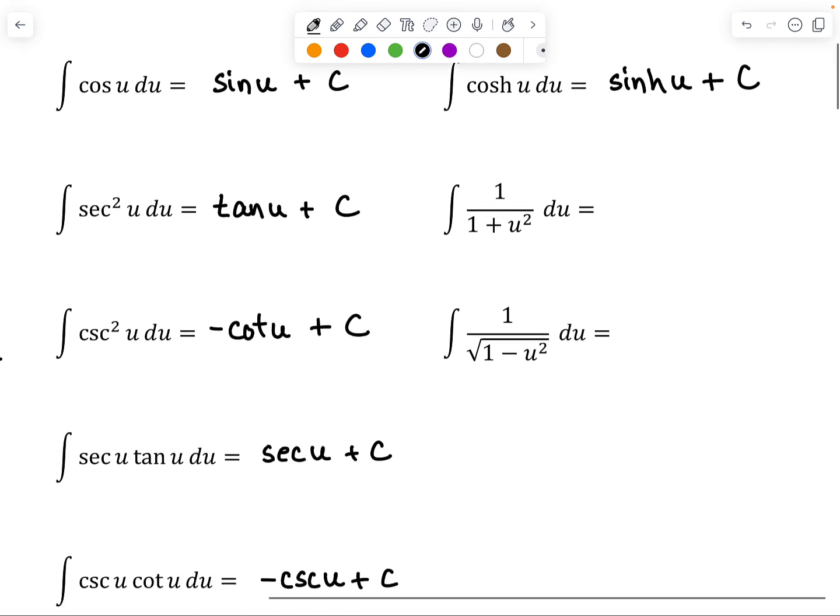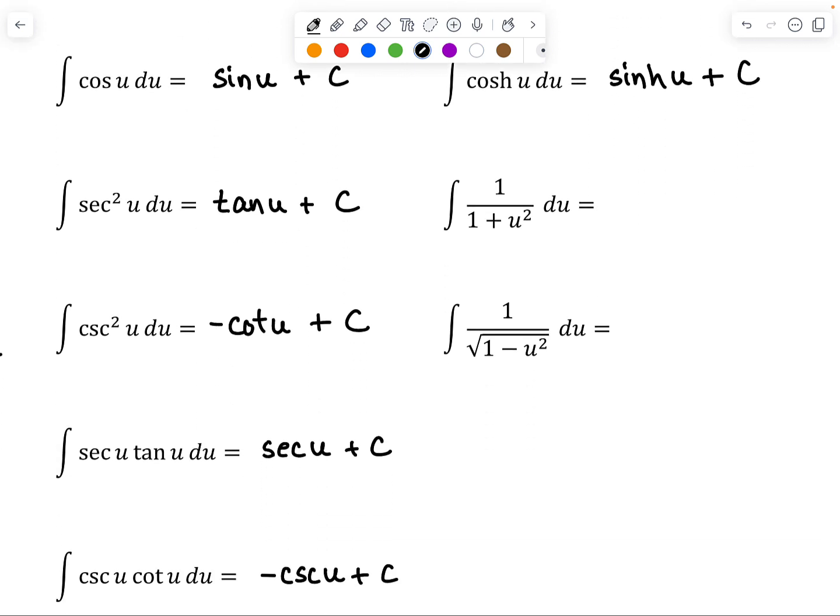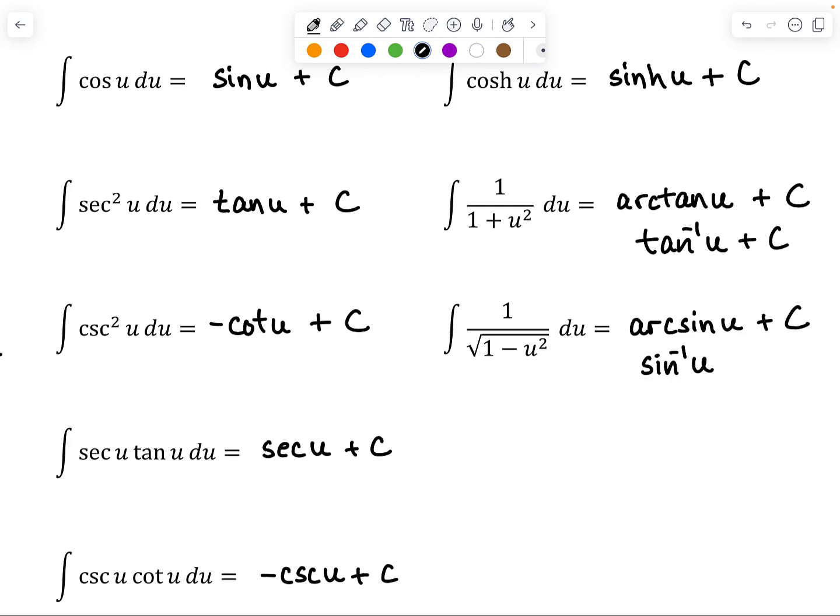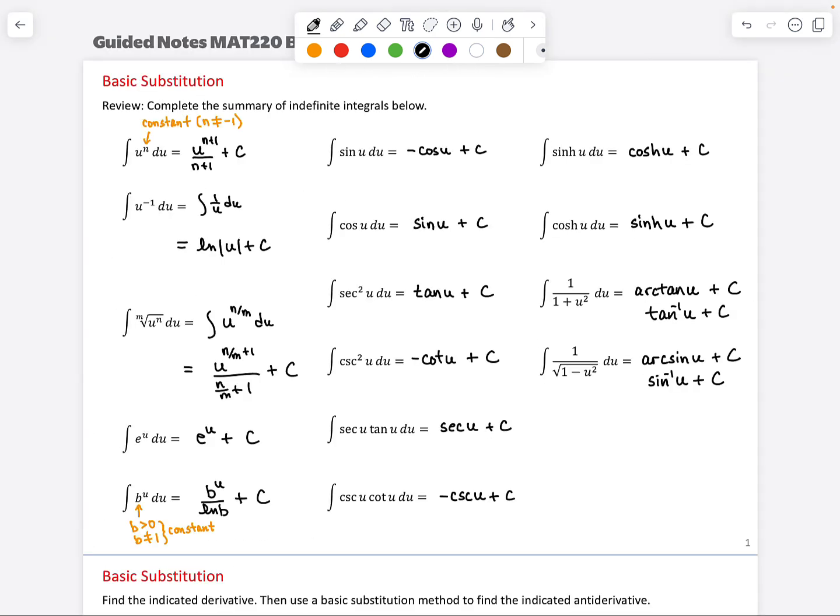And the last two on this page are reversals of some of our inverse trig, emphasizing just two of them. The integral of 1 over 1 plus u squared du gives us our arctangent of u, or you can write that as tan to the minus 1 of u, or inverse tangent. And our last integral of 1 over square root of 1 minus u squared du gives us the arcsine of u, or you could write that as inverse sine of u. All right, let's go to the next page.